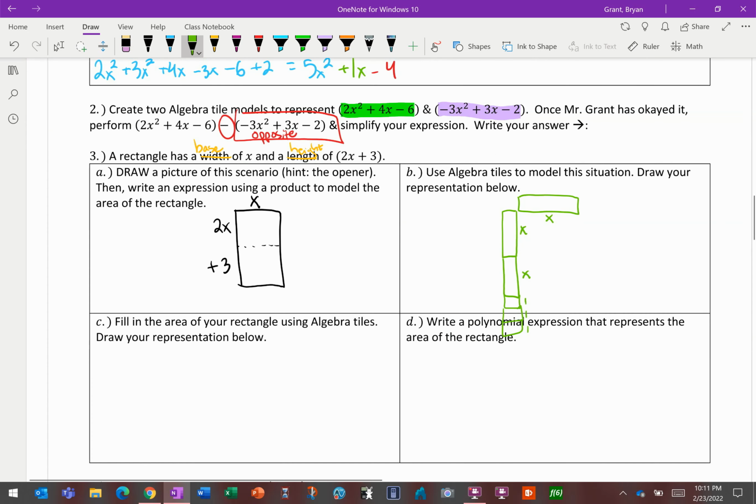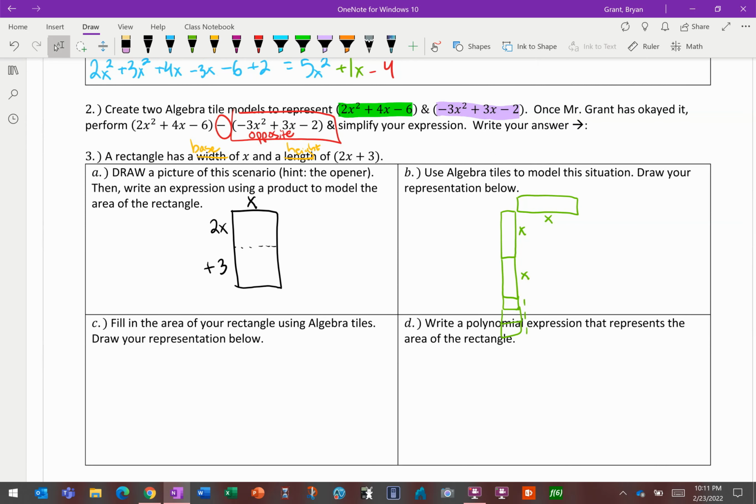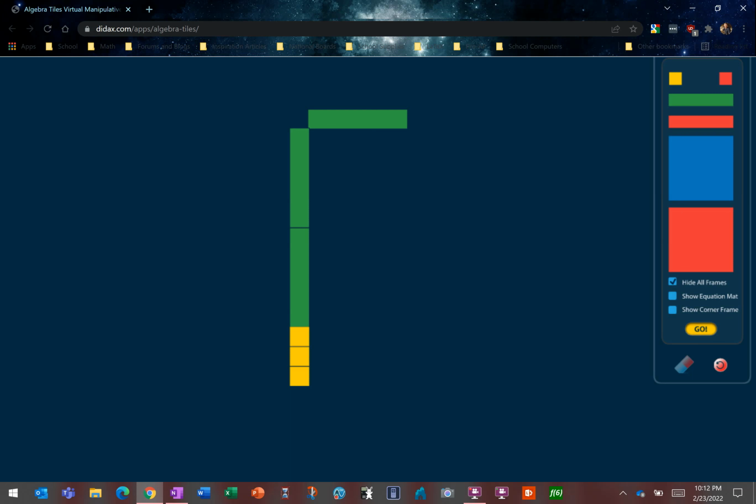Now, our goal is to find the area of this rectangle. We can actually find the area using algebra tiles without doing any math, right? On the opener, we had to multiply these guys to find the inside, and it wasn't too hard. But we can do the same thing here. So what I'm going to do, to find the area, I'm going to take algebra tiles that represent the answer.